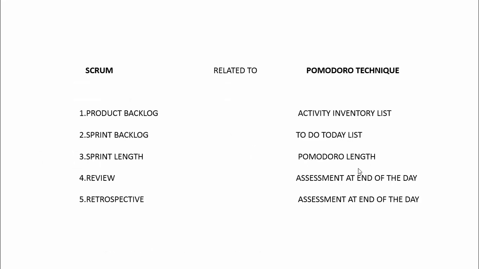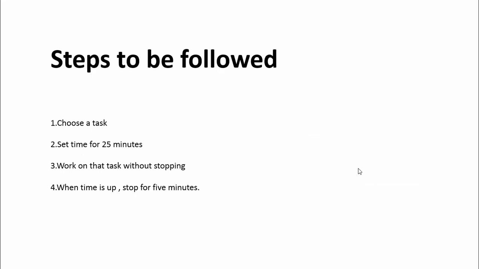How is Scrum related to the Pomodoro technique? Scrum consists of the product backlog, which is related to the activity inventory list in the Pomodoro technique. Second is the sprint backlog. It is related to the to-do today list in the Pomodoro technique. Third is the sprint length. It is related to the Pomodoro length in the Pomodoro technique. Fourth is review. It is related to assessment at the end of the day. And fifth is retrospective, which is also related to assessment at the end of the day.